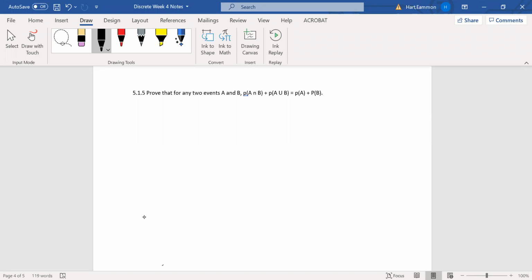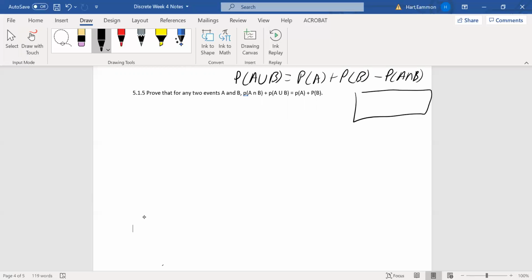Now, prove that for any 2 events, the probability of the intersection of A and B plus the probability of the union of A and B is equal to the probability of A plus the probability of B. Sometimes you'll see this written as the probability of A union B is equal to the probability of A plus the probability of B minus the probability of A intersect B. On a Venn diagram, this makes a lot of sense: the probability of A represents this whole area, the probability of B represents this whole area, and I'm double counting this middle ground. I don't want to double count that, so I subtract it out.